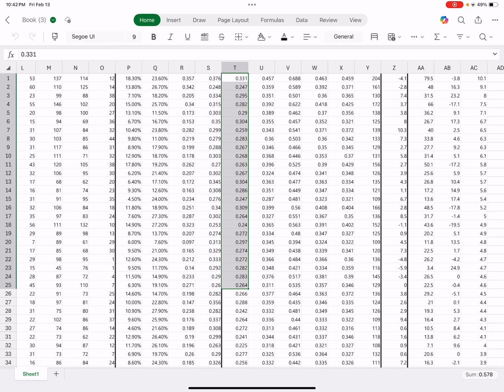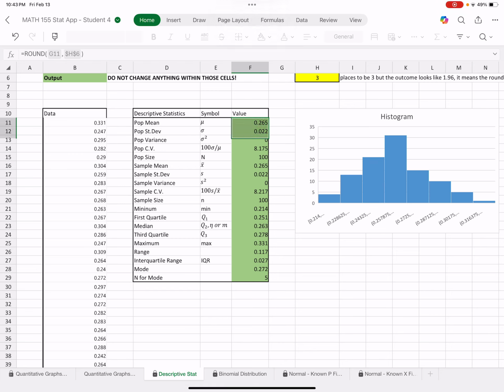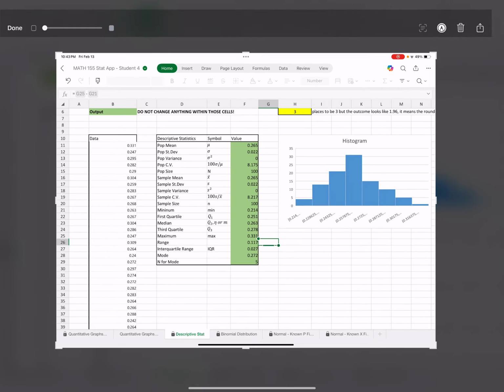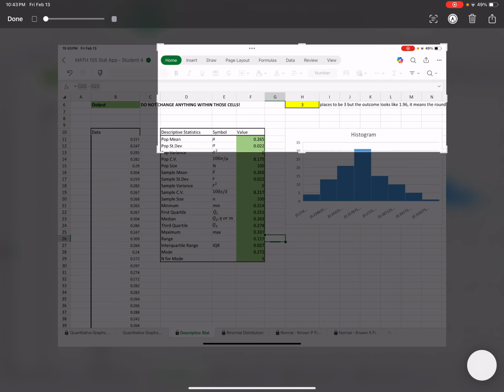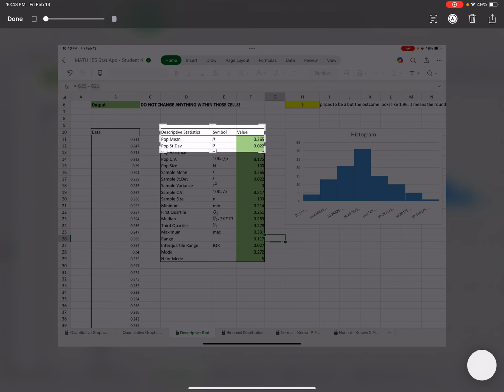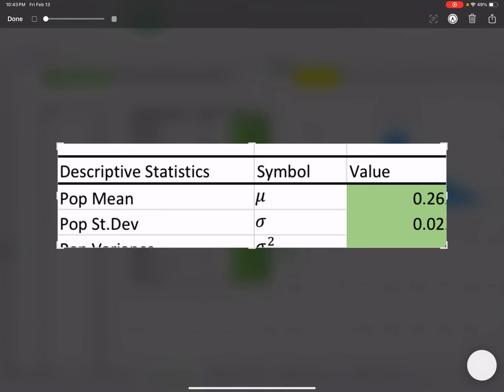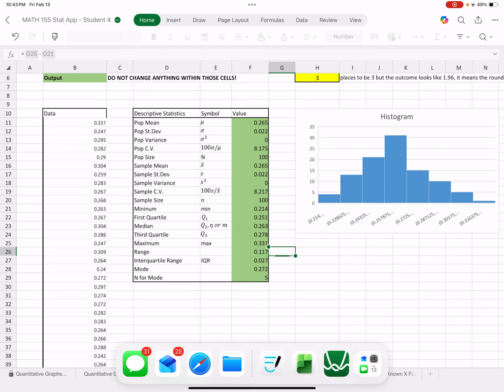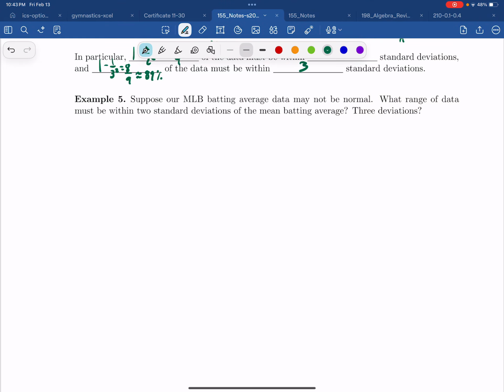Let's actually just, oh, did that? Why did I not screenshot that? There we go. Let's just do that really quickly so we have it. Okay, done. Copy and delete. Go back to our notes right here.